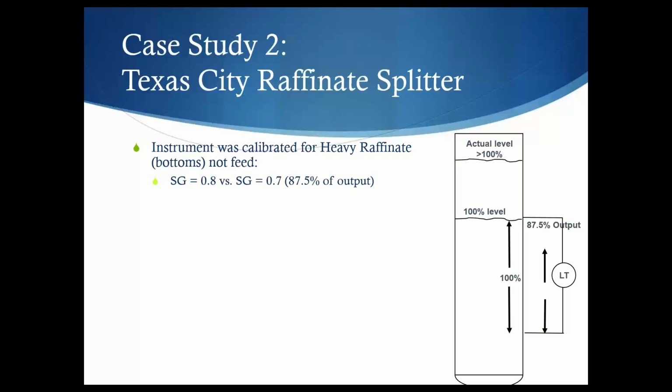So what this means is, here we show the DP cell on the right hand side, and I'll just bring my cursor over. Over here, you can see that because of the SG difference between the bottoms that's normally there and the feed that was being fed up to the middle of the column, the output would never read more than about 87.5% of the level instrument output, rather than 100%, because of the SG difference between the two different liquids. So straight away, before they even started, they had a problem. Even if it was 100%, it would only show them 87.5.